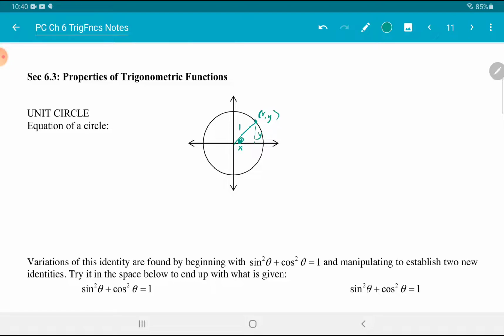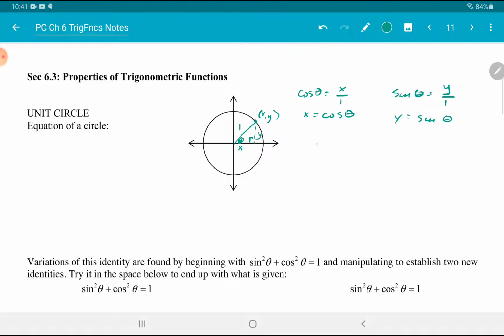And if we wanted to set up our ratios, we can again say with our right triangle that cosine of theta is equal to x over 1, and sine of theta is equal to y over 1. That leads us to conclude that x is really the same thing as cosine of theta, and y is the same as sine of theta.